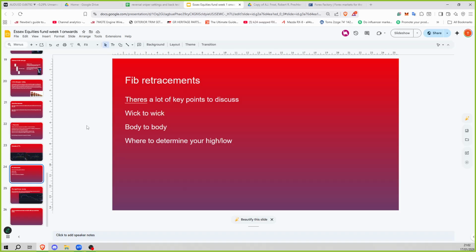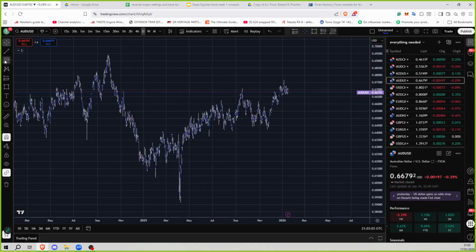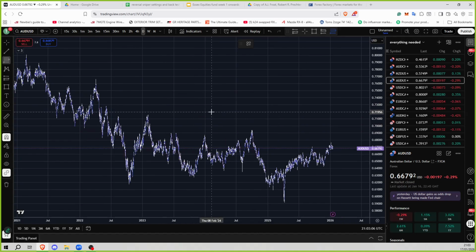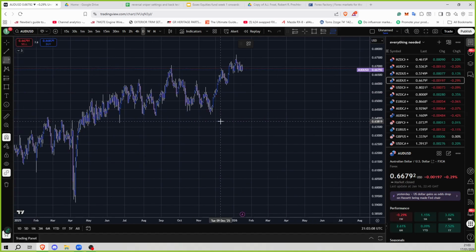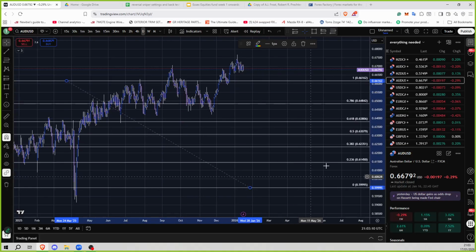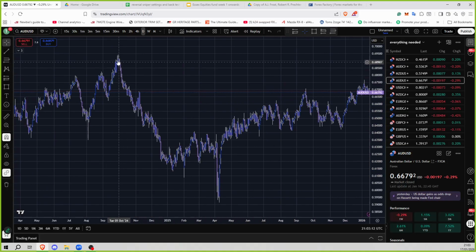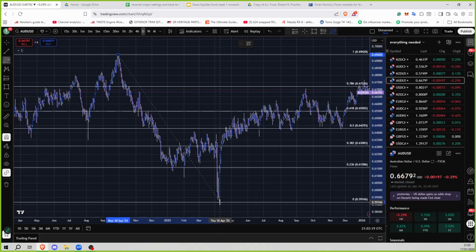Fib retracements. Right, it's going to be quite in detail. Fib retracements. We're going to start with the conventional way of drawing one. The conventional way of drawing one, you're going to go from the high of the wick to the low. So it's going to look like this. From the high to the low.